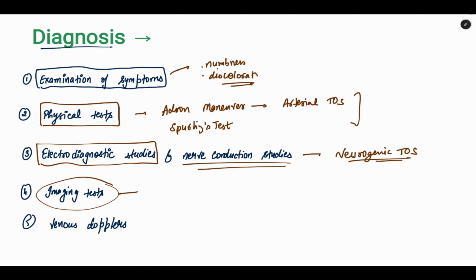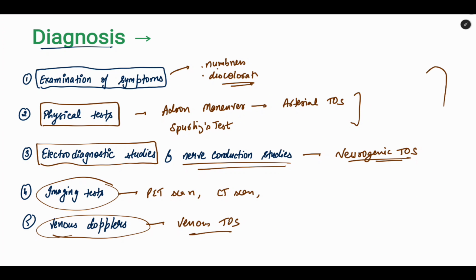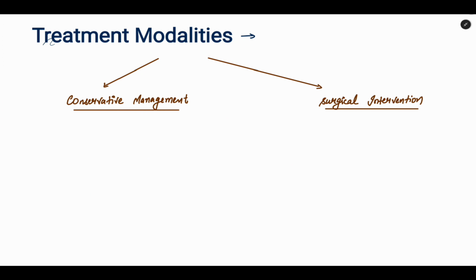Then we can use various imaging techniques, for example the PET scan and the CT scan, but the ultrasound is not that helpful. The venous Dopplers can be used for the diagnosis of venous thoracic outlet syndrome. So these are some of the ways which are quite helpful in the diagnosis of thoracic outlet syndrome. Now, in the treatment part, basically we have conservative management and surgical interventions which can be used for treating thoracic outlet syndrome.